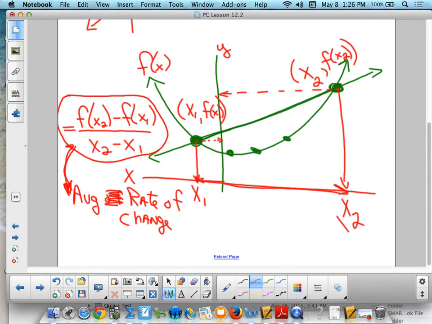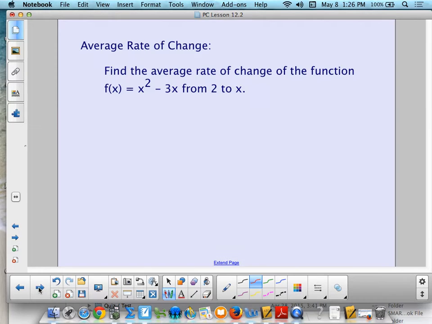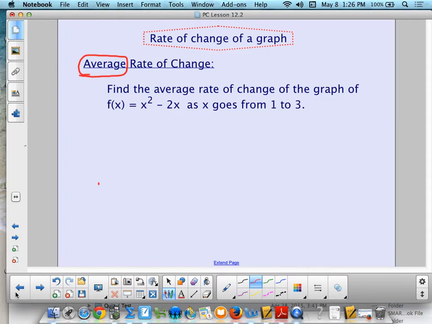Good to go? Okay. Nope, not that one. This one, right here. All right. We will be finding the rate of change of a graph. Okay. What's the average rate of change?